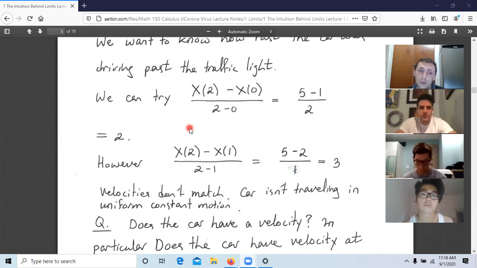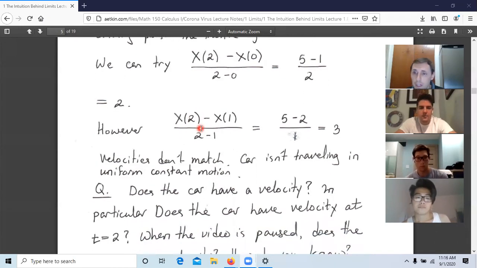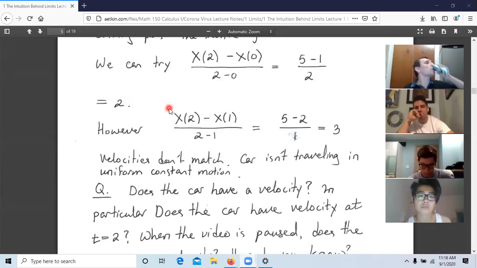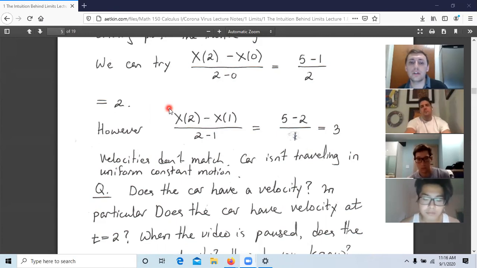Oh, it's already on the board. The car is not moving at constant velocity. You realize that? Because if it were moving at constant velocity, the numbers we would get here and here would always be the same. Any increment of time will produce the same amount of displacement. But here a small increment of time produces quite a lot of displacement. So the car is not moving at a uniform velocity, okay?